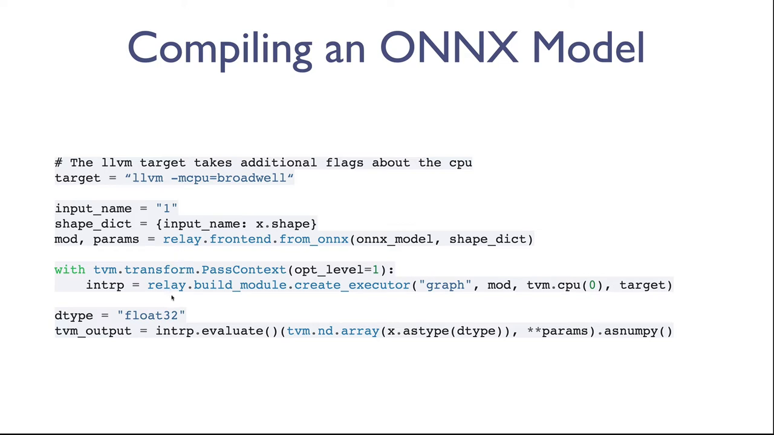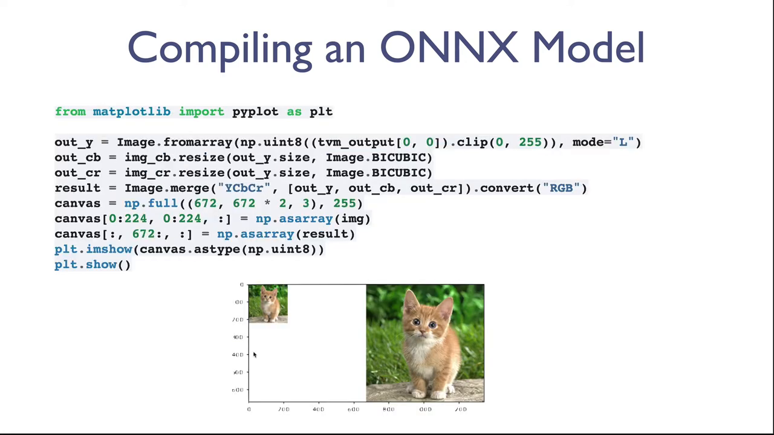With TVM, we can then build an interpreter using the graph runtime. We specify the data type as float32. And then we can evaluate the model against the input to produce the output using the TVM runtime. And then we can look at the results. On the left, we have the original 224 by 224 image and the upsized image.